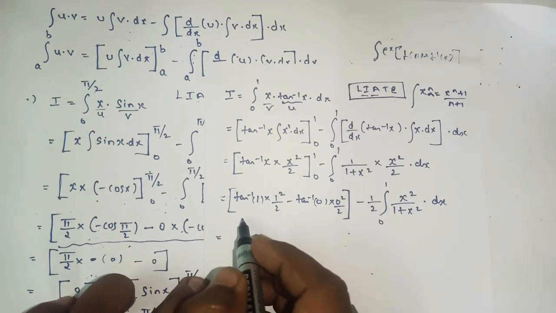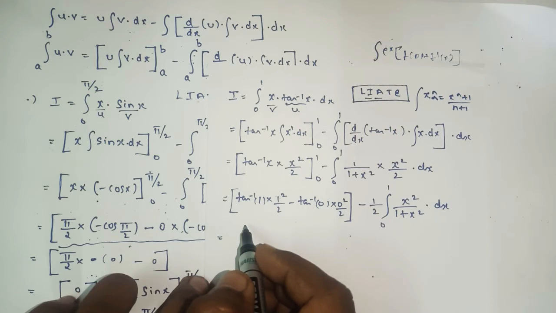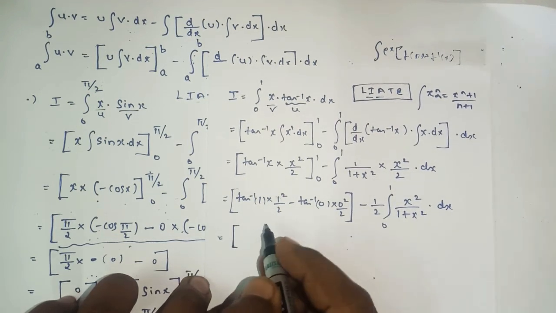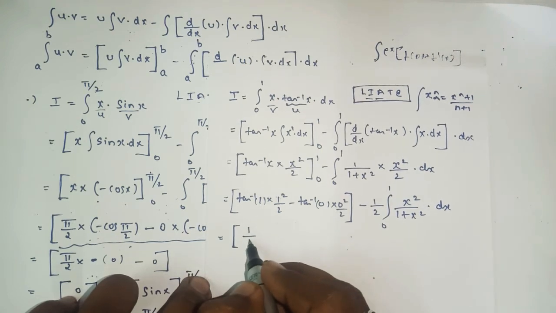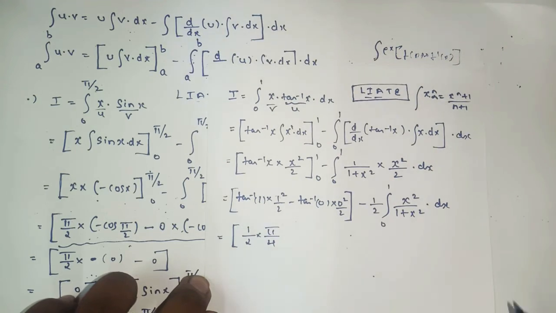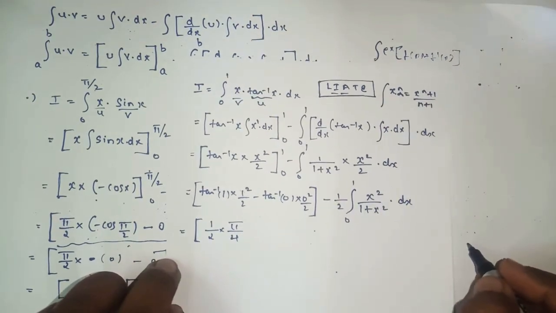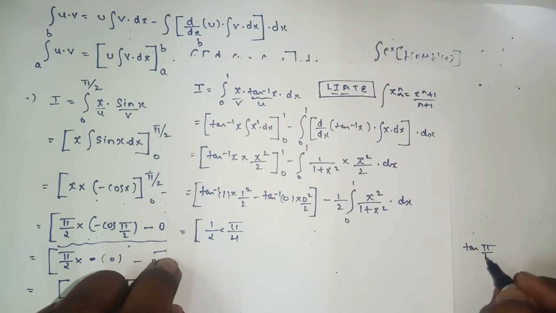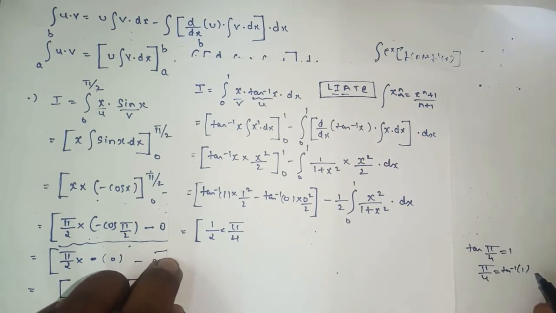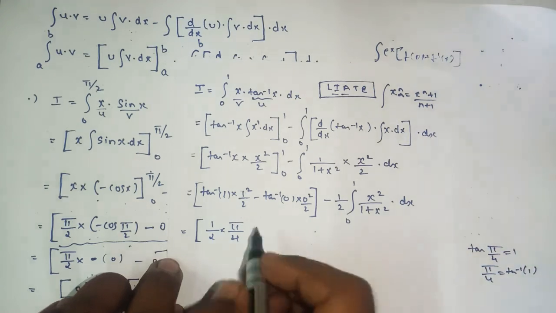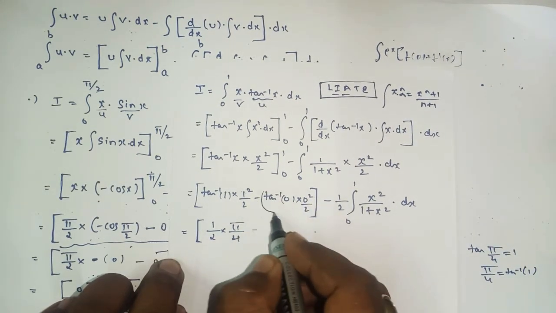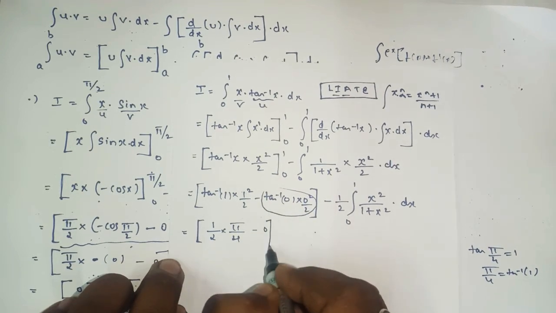So the next part, here 1 square is what? 1. So 1 upon 2 into tan inverse 1 is what? Pi by 4, because we know that tan 45 is 1, so tan inverse of 1 will be pi by 4. Yes or no? And 0 square is 0, so 0 into any term, the whole part will be 0 only, yes or no?